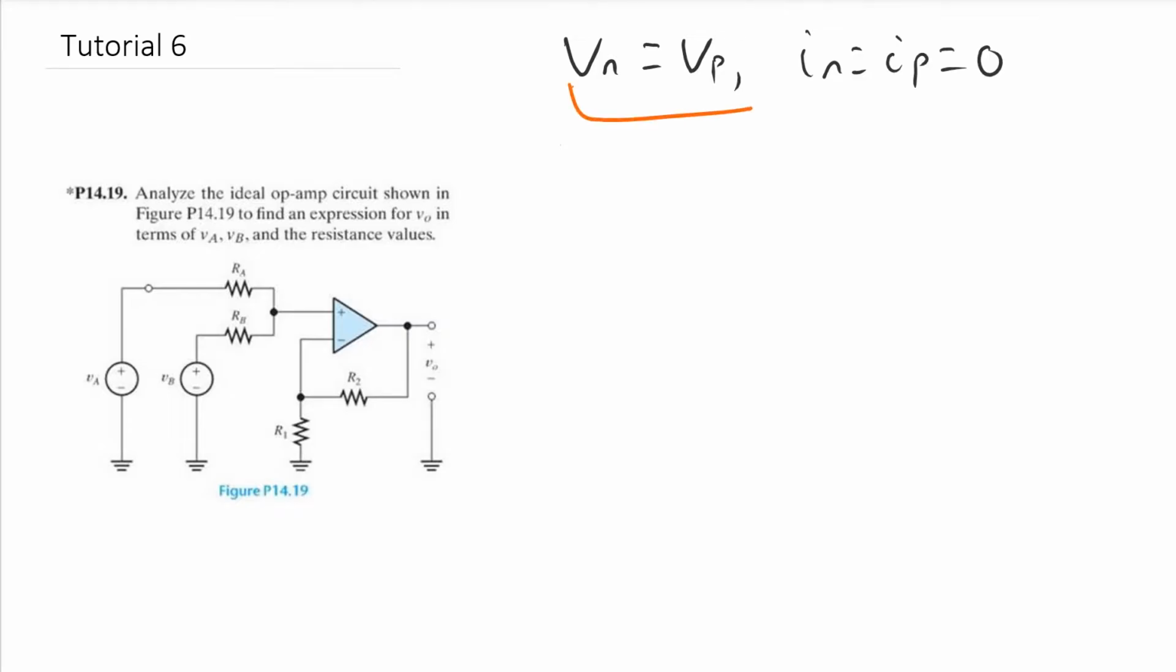So if we look at this formula here, Vn equals Vp, I know that this voltage here, which is Vn, is equal to this voltage here, which is Vp. So we can just set them equal to each other, and I'm just going to call them Vp for this question, just to make it easier. We're going to do Kirchhoff's current law at this Vp node as well on our non-inverting terminal first.